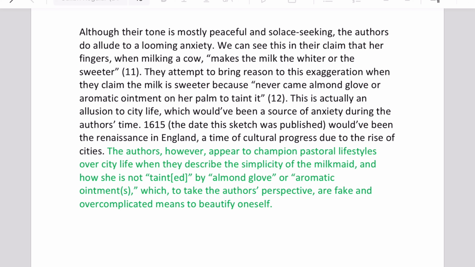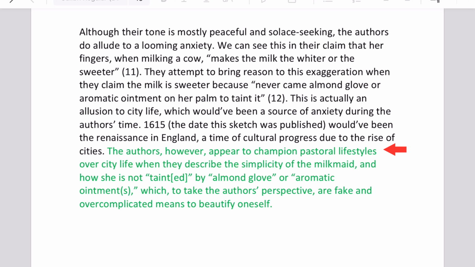Did this guy even read it? Do they even know how to integrate a quotation? So yeah, as you can see, I have also done another mini version of creating empty space here in this one sentence. And that is this idea that the authors are championing pastoral lifestyles.